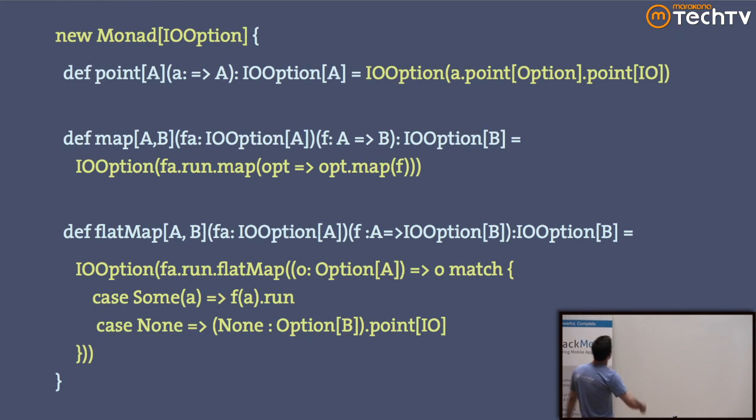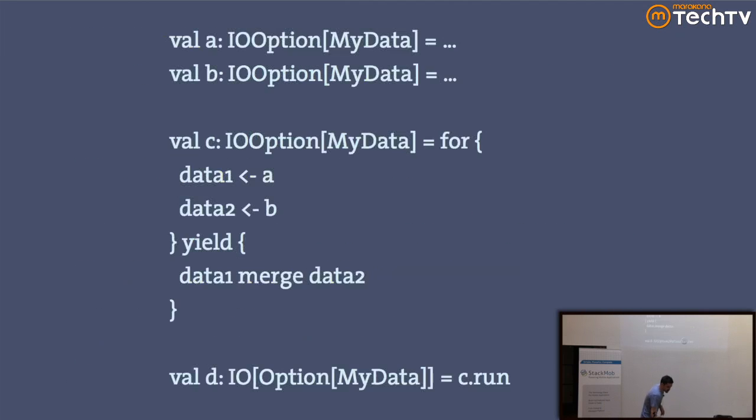And so you can see for point, we essentially point the pure value into the option monad and then into the IO monad. For map, that's our composed functor method, just less general. And flat map, we flat map over the outer IO, and then based on if the option is a some or a none, we apply the function or we don't. So with that implemented, we can take that first nasty example and write our nice for comprehension.